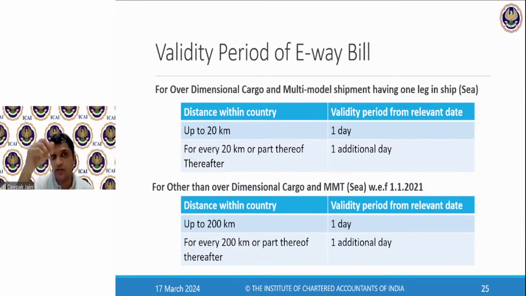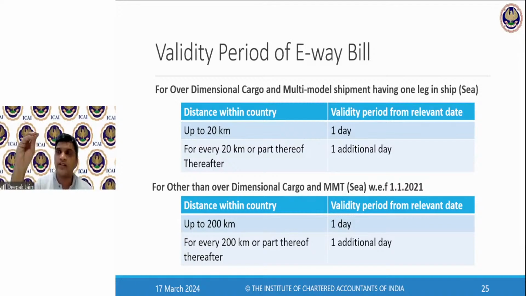So for this shipment, from Bangalore to say Gandhinagar in Ahmedabad, in Gujarat, if I'm using the ship route, then it is 20 kilometers. If I'm using the road route, and it's a normal cargo, not an over-dimensional cargo, then it will be calculated as 200 kilometers per day because it is transported through road.